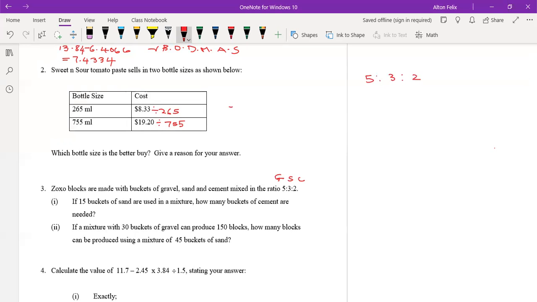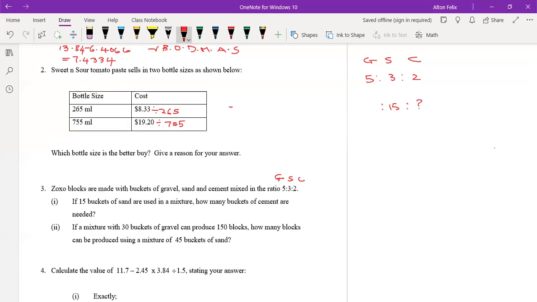5:3:2. Gravel, sand, and cement. That's the combination to make the block. Now, let's look at the quantities. They ask us if 15 buckets of sand. So there you go. You're using 15 buckets of sand. So the question is, how many buckets of cement are needed? So you put another question mark here.